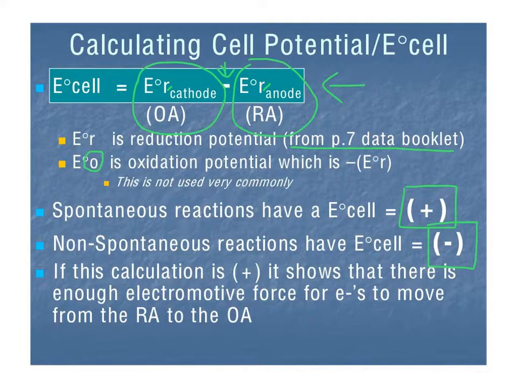To state it another way, if the cell potential is positive, that means there's enough of what's called electromotive force, enough potential difference, for the electrons to move from the reducing agent that's being oxidized to the oxidizing agent, which is being reduced.